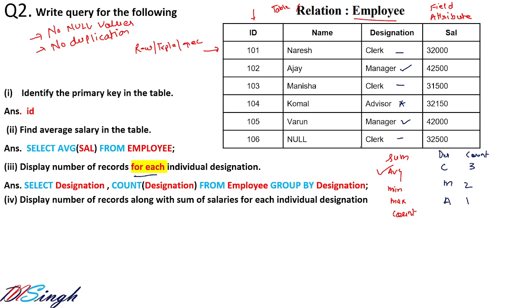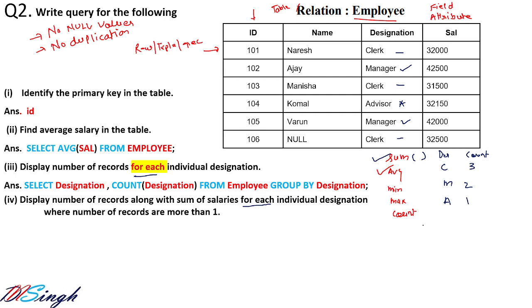Next is display the number of records along with the sum of salaries for each. Again, you got what? For each individual designation. So the number of records along with the sum of the salaries. The sum of the salaries is also required. So again, we will utilize one more aggregate function, that is called sum. Let us see the answer for that. Where the number of records is more than one. Now we also have a condition on the group. What is that? We only want to display the records of those individual designations which have more than one record.